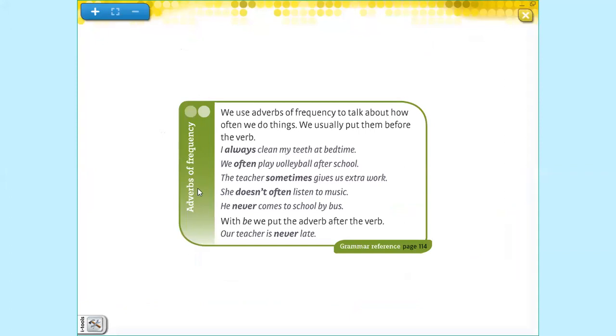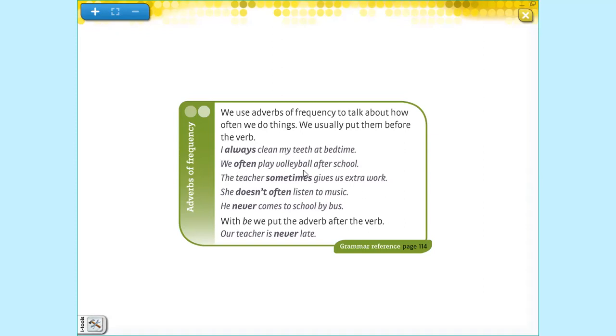Grammar is about adverbs of frequency. It says here, we use adverbs of frequency to talk about how often we do things. We usually put them before the verb. Always, often, sometimes, never. Examples, I always clean my teeth at bedtime.